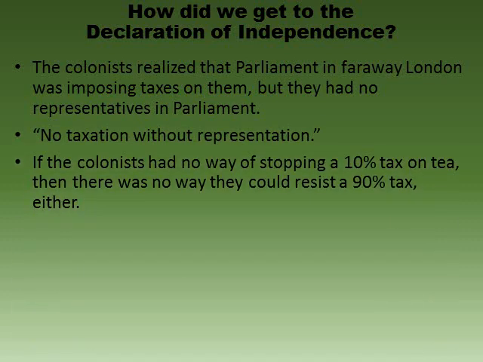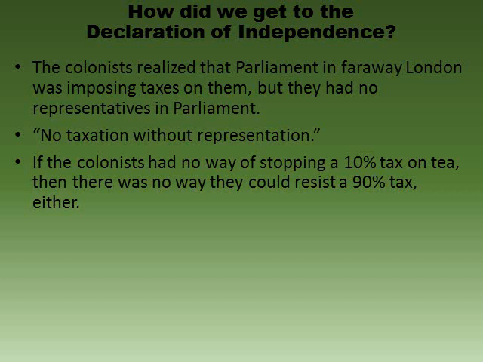And if the colonists realized that they had no way of protesting a 10% tax on their tea, there was nothing they could do to resist a 90% tax either. And so they felt very vulnerable because there was this government over in Britain that was taxing them, and the colonists had no say in it. They had no way of protesting it really through official channels, and they felt really cut off from their own government. They were getting all these taxes imposed on them, but they had no voice in the process.